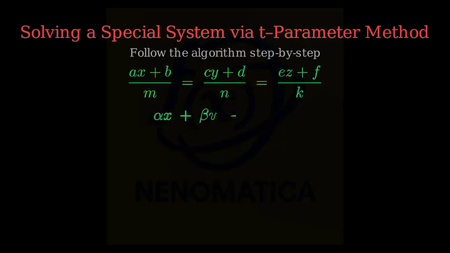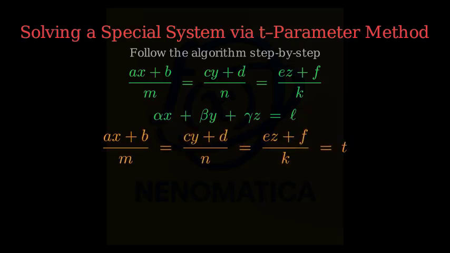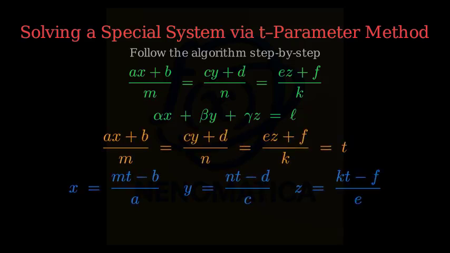Here is the system. The first line shows three expressions that are equal. The second line is a linear equation in x, y, and z. Step 1. Set the common value of the first line equal to a single parameter t. Then we will isolate x, y, and z in terms of t. First, declare the parameter t. Now solve each fraction for its variable.